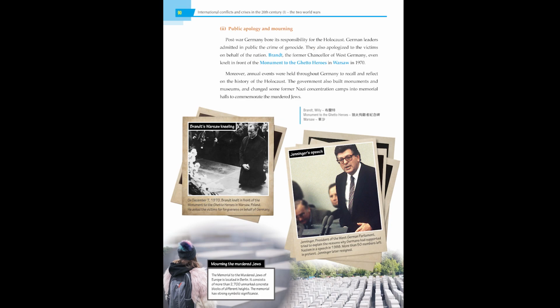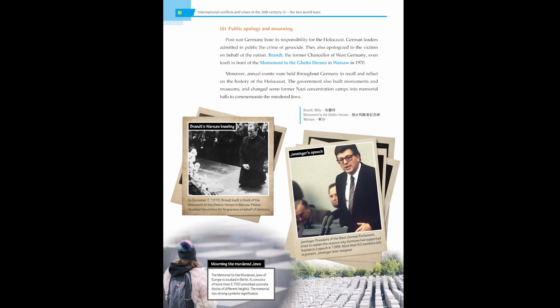2. Public apology and mourning. Post-war Germany bore its responsibility for the Holocaust. German leaders admitted in public the crime of genocide. They also apologized to the victims on behalf of the nation. Brandt, the former Chancellor of West Germany, even knelt in front of the monument of the ghetto heroes in Warsaw in 1970. Moreover, annual events were held throughout Germany to recall and reflect on the history of the Holocaust.